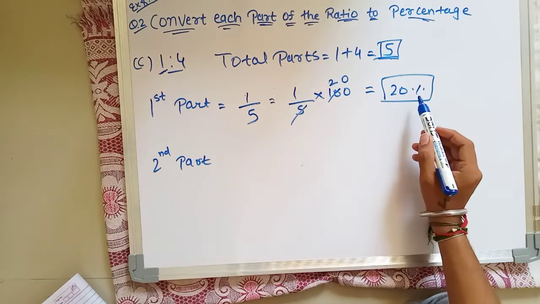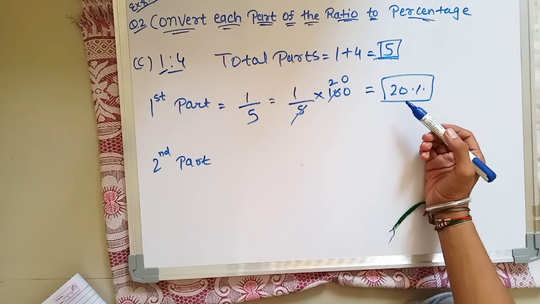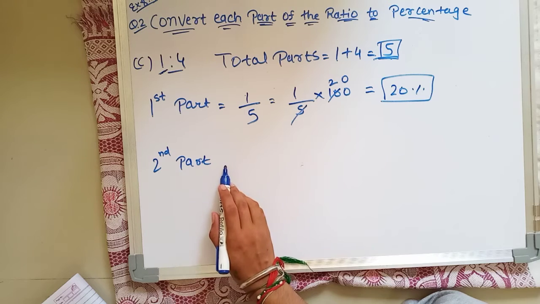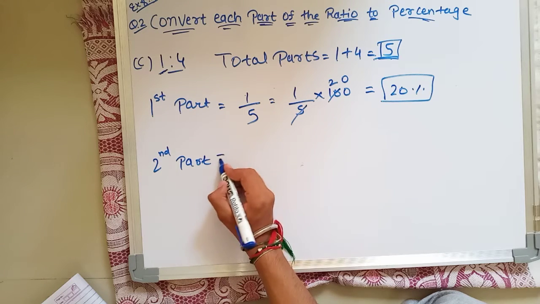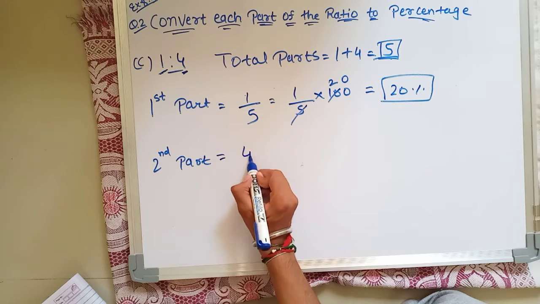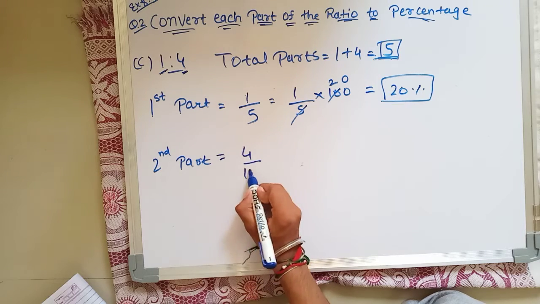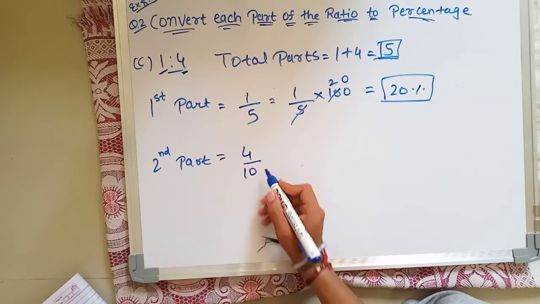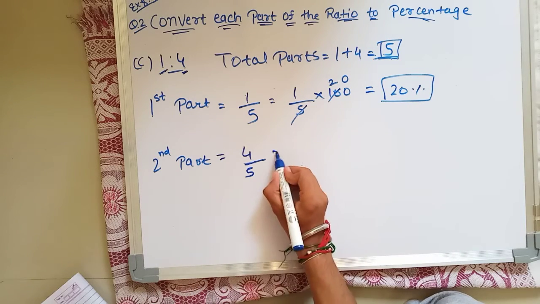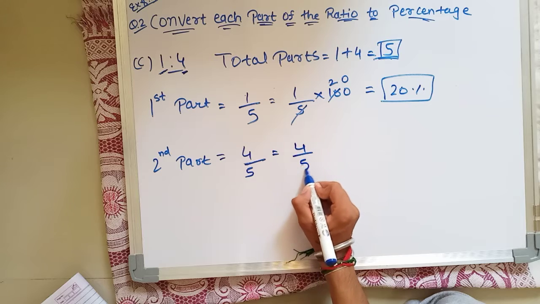See, this is 20%. 100 minus 20 is 80%. So the second part answer is 80%. Okay. Let's see. In the second part we have to divide 4 by the total parts. The total parts is 5. So sorry, 4 divided by 5.